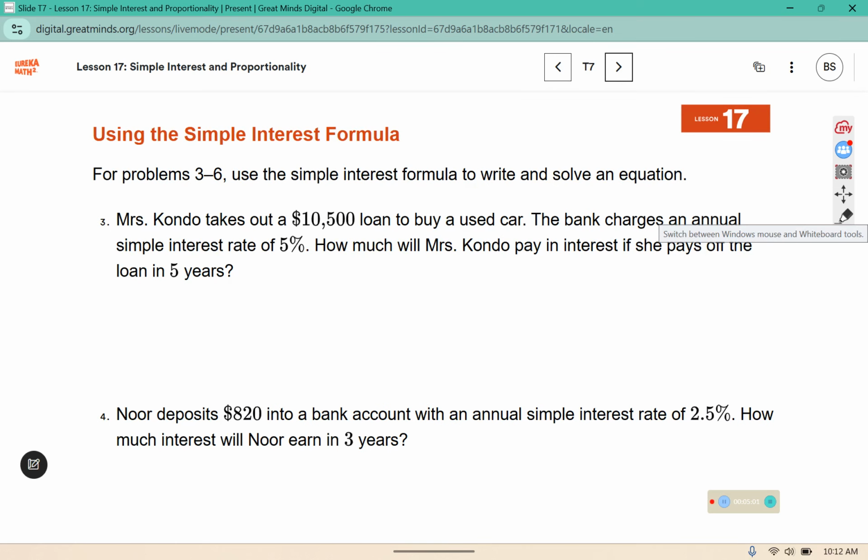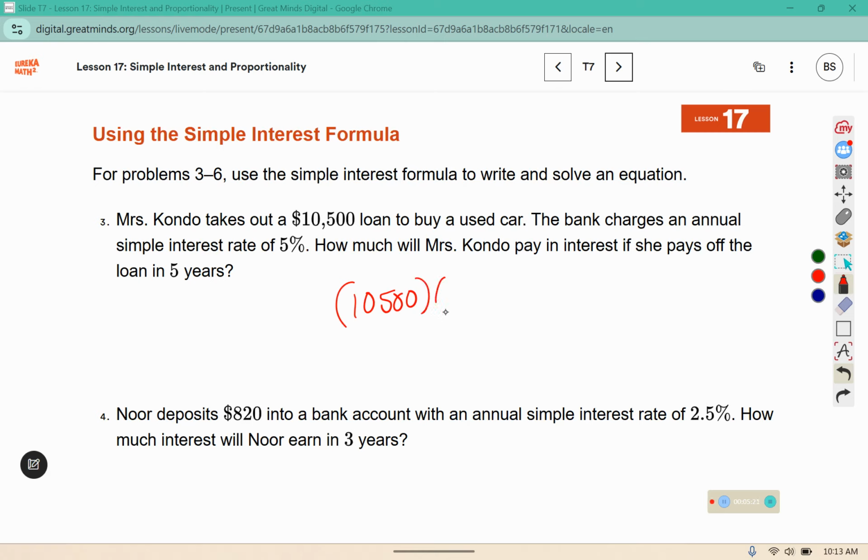For problems 3 through 6, use the simple interest formula to write and solve an equation. Mrs. Kondo takes out a $10,500 loan to buy a used car. That's the principal. The bank charges an annual simple interest rate of 5%. 5% as a decimal is 0.05. How much will Mrs. Kondo pay in interest if she pays off the loan in 5 years?